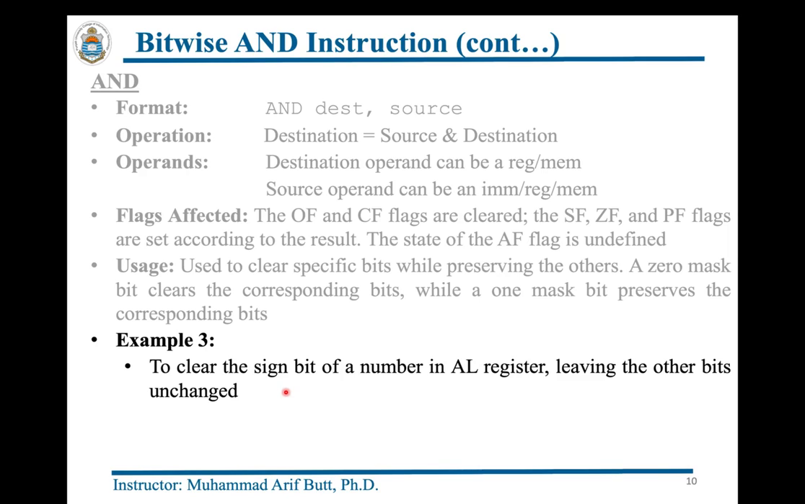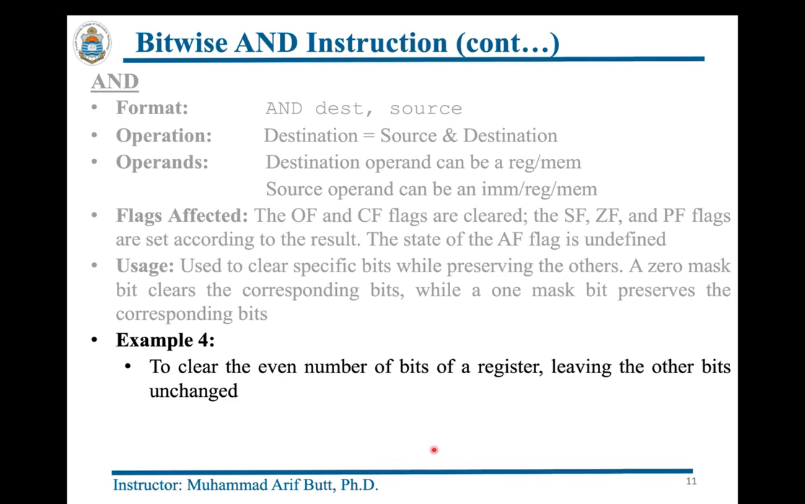Can you try that? Well, yes, you are right. A mask of 7F will do this job. Note this code snippet. After the AND operation, only the sign bit of the AL register is cleared. Rest all the bits are preserved.